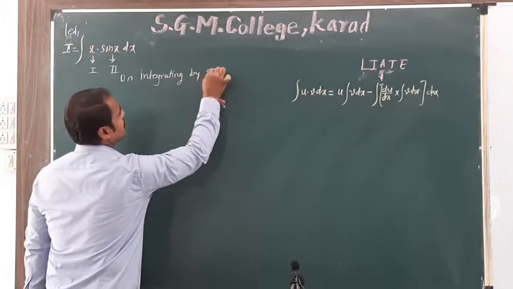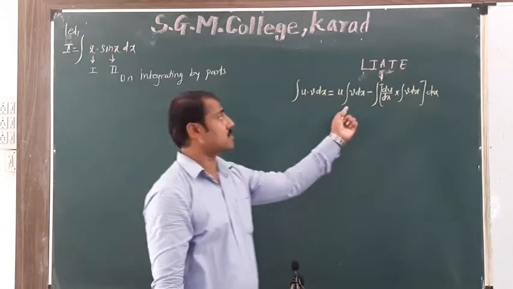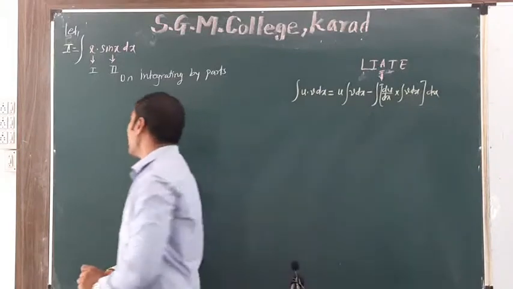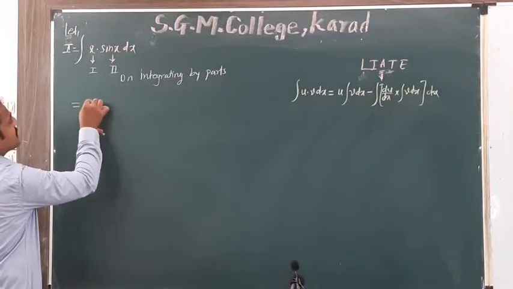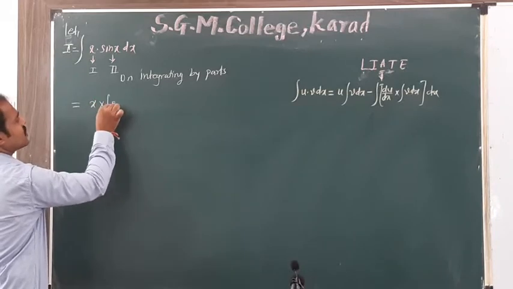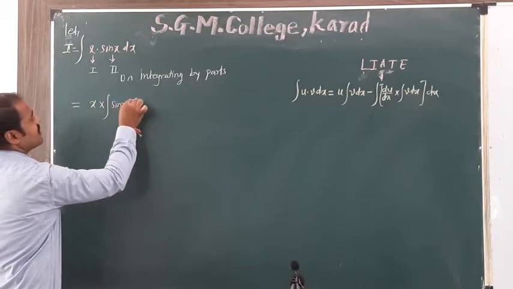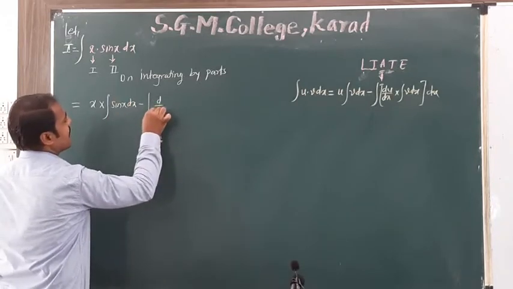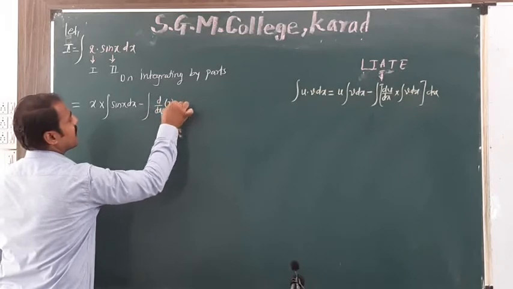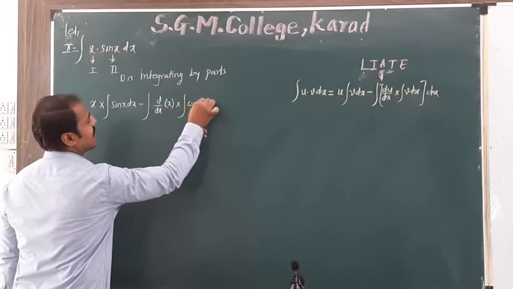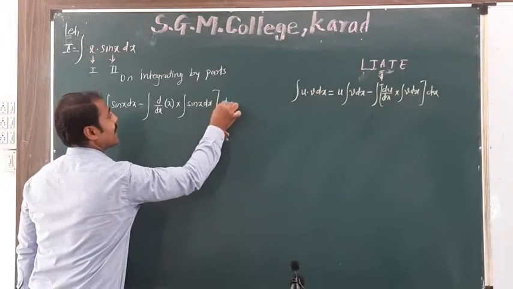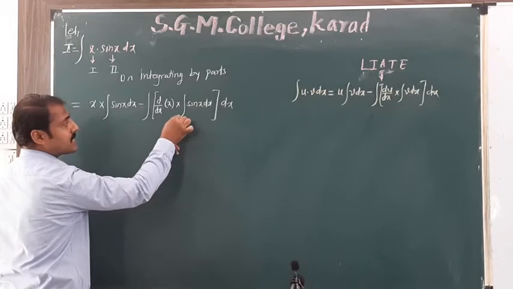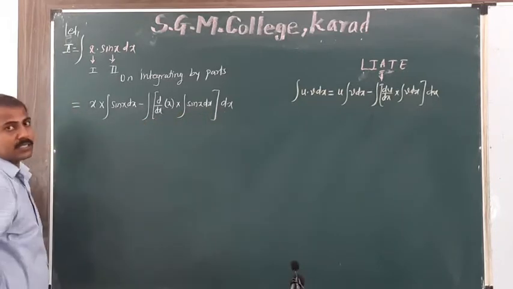By parts says that first as it is, integration of second, minus, inside the integration, derivative of first into integration of second. Look at here. First function is x. X as it is, integration of second function, that is sin x, minus integration of derivative of first, d dx of x, into integration of second, that is integration of sin x. Okay, bracket complete. Write dx again. Why? Because this dx is for that integration sign and this dx is for that integration sign.